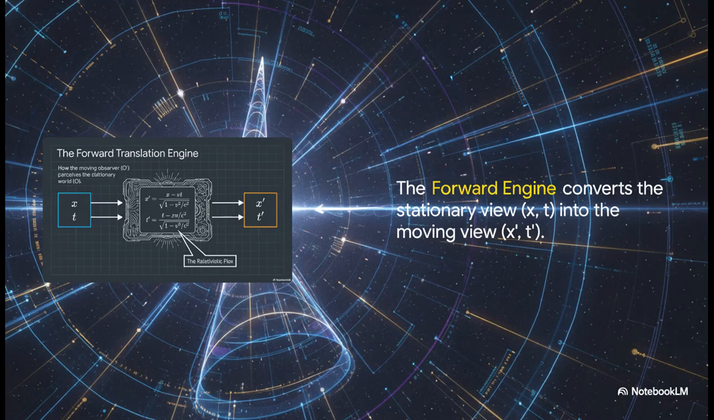So here it is, the forward translation engine. You see how it works. You feed it the coordinates from our stationary observer. That's a position, x, and a time, t. The engine crunches the numbers through those equations. And what spits out on the other side? x prime and t prime. That's it. That's the translation. This is the key that unlocks the world as seen by our moving observer. It's how we can see the same event from a totally different high-speed point of view.